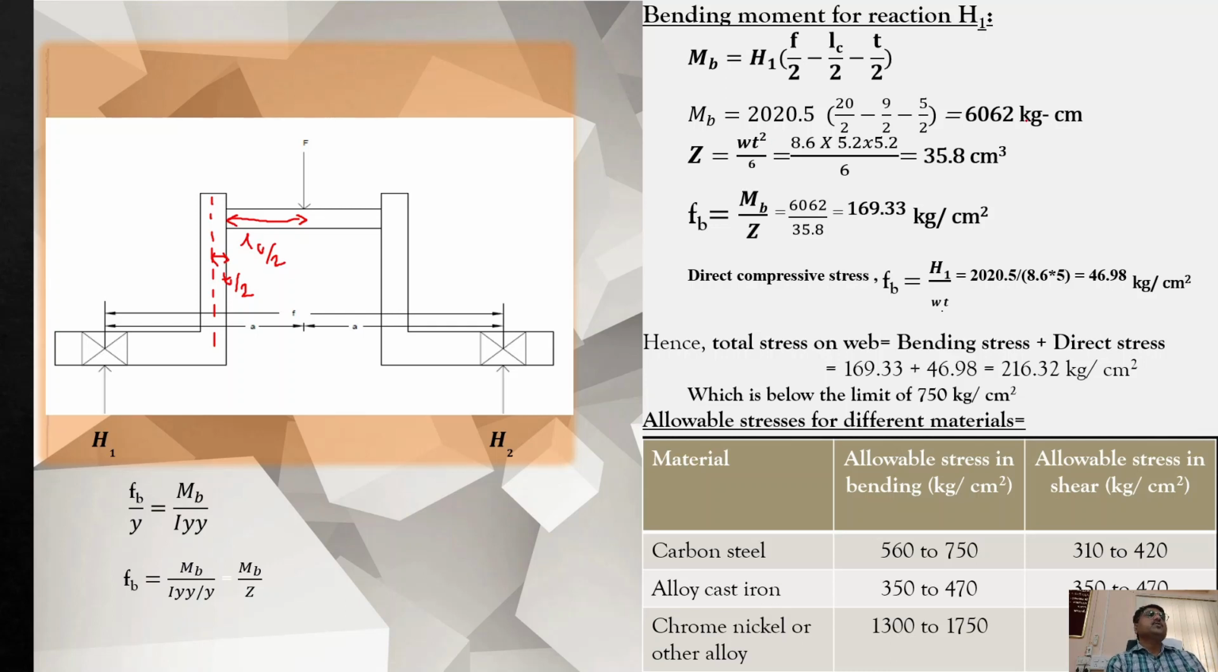the bending moment will be 6062 kg centimeter, and the modulus of section, that is Wt square by 6, that is 8.6 into 5.2 square by 6. It is calculated as 35.8 centimeter cube, and the induced bending stress equals mb by z, bending moment divided by modulus of section.